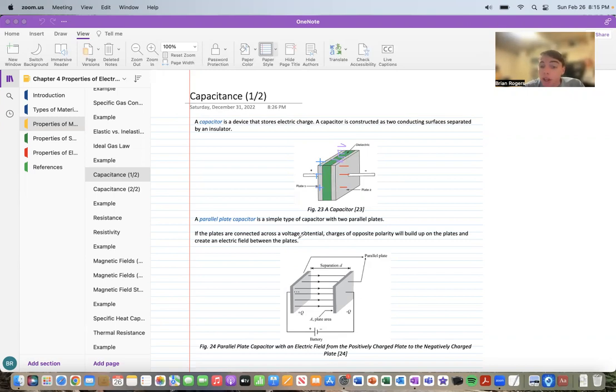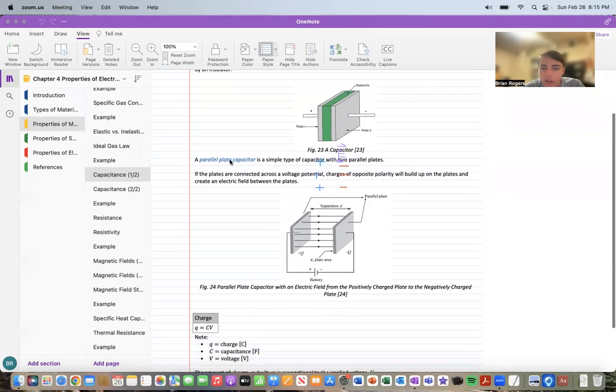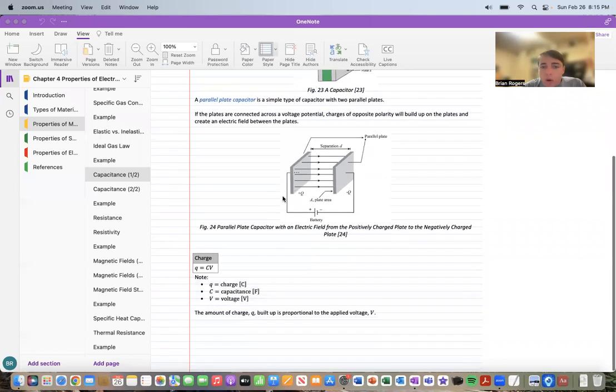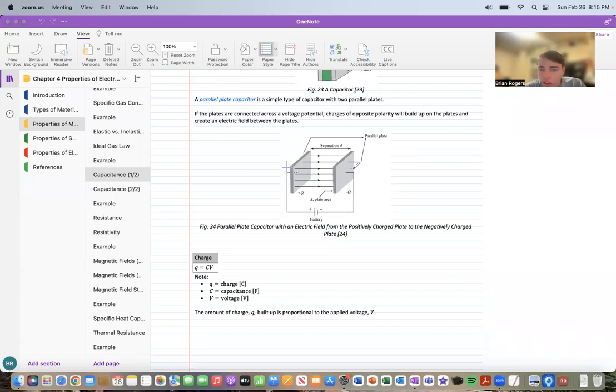And so if the plates are connected across a voltage potential, we're going to look down here at this diagram. There's a voltage source, which we see is our battery, and the positive terminal is going to be hooked to this side, and the negative terminal is going to be hooked to this side. Opposite polarity is going to build up on each of the plates. We're going to build up positive charge on this side and more negative charge on this side. That's going to create that electric field from the positive end to the negative end, and that's our electric field between those two capacitor plates.